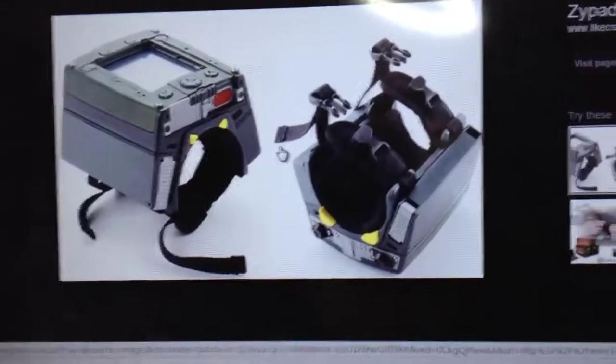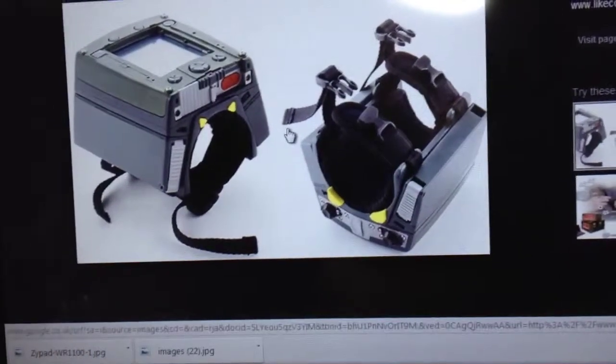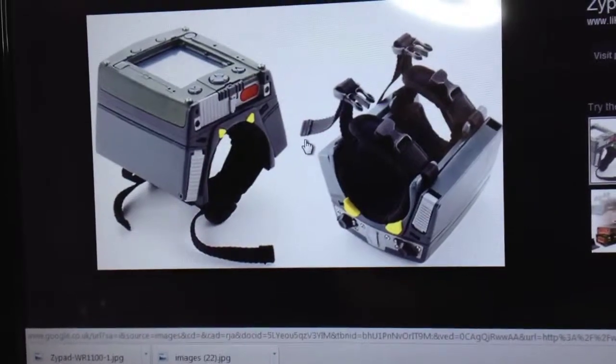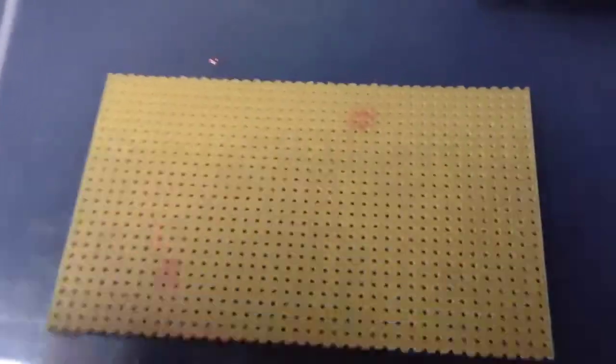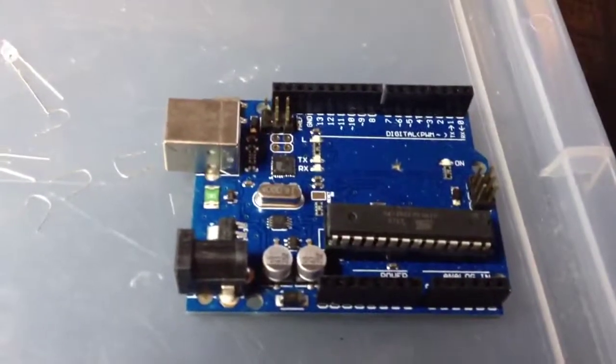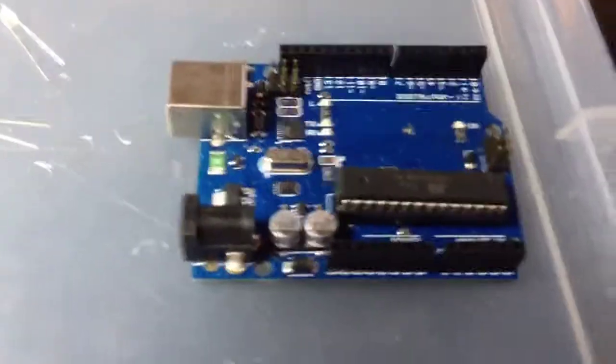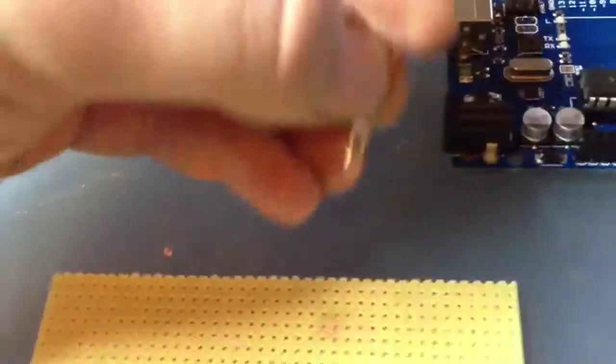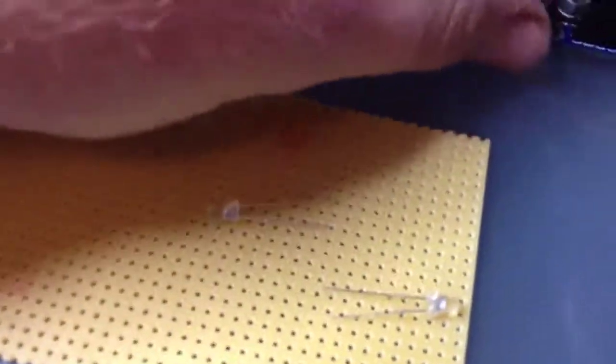So the project is to build a wrist-mounted computer such as this, which is a real one, out of nothing but bits. So we've got some bits, some circuit board, and an Arduino, which we use to power the brains of the thing. So basically you need to put some of these bits on there, and they're controlled by that.